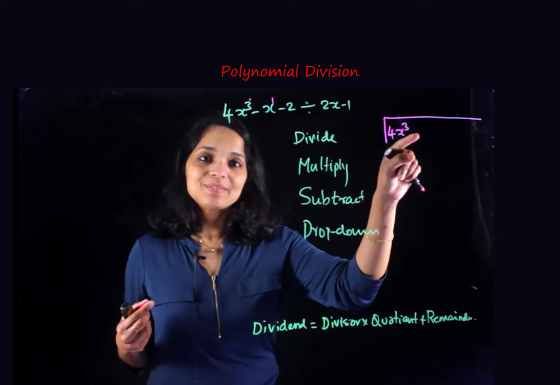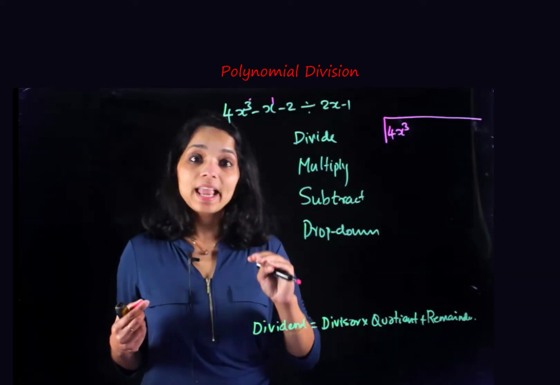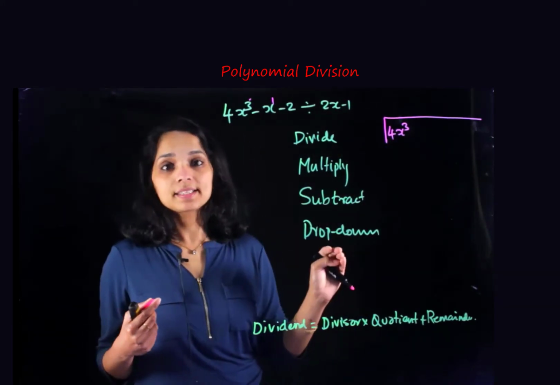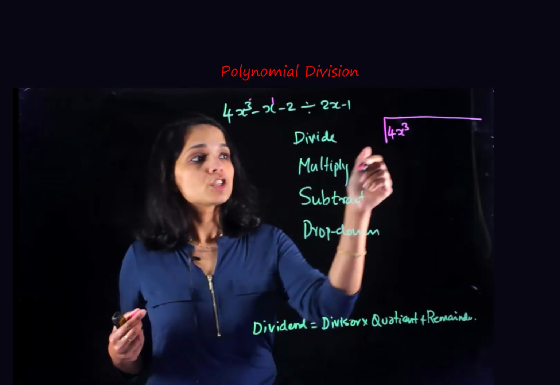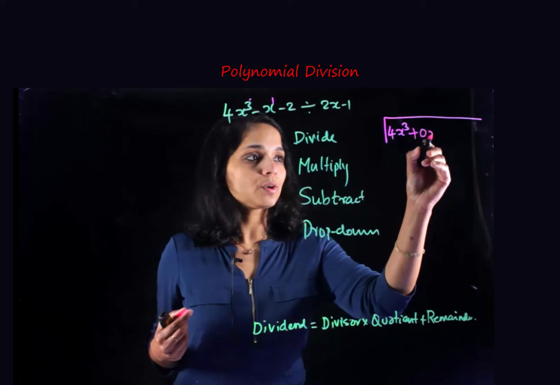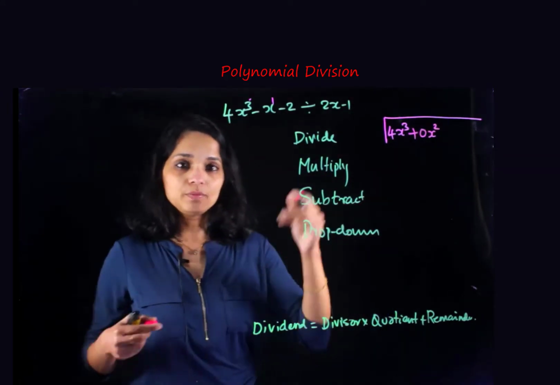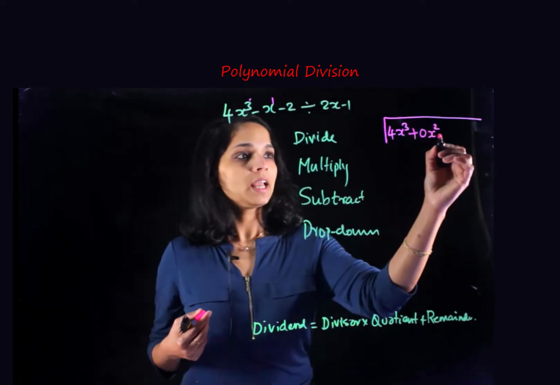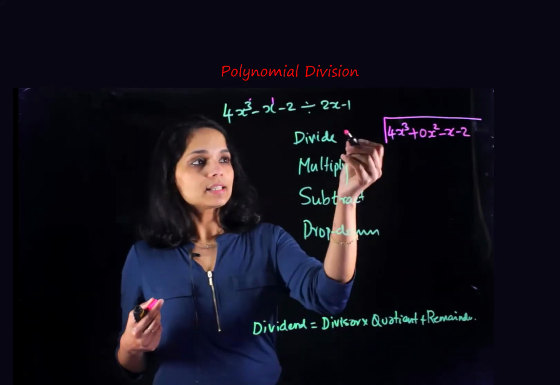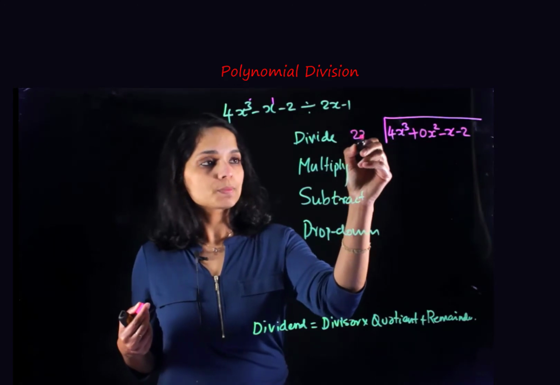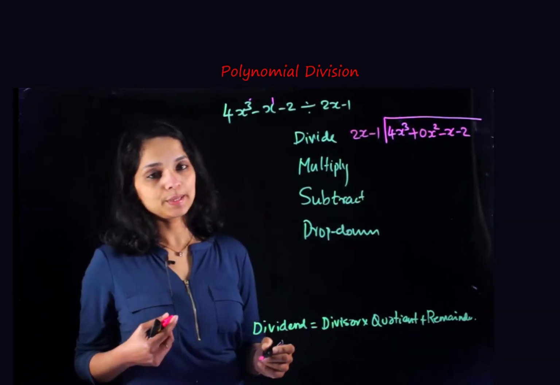So when we write the dividend in here, we should include every power of x. If one power is missing, for example 2 in here, we should write a 0x squared. It's pretty much 0, but we should write it down that way. And then minus x minus 2. And we're going to divide that by 2x minus 1, which is a linear polynomial.